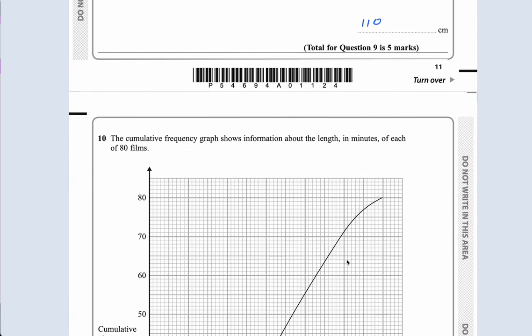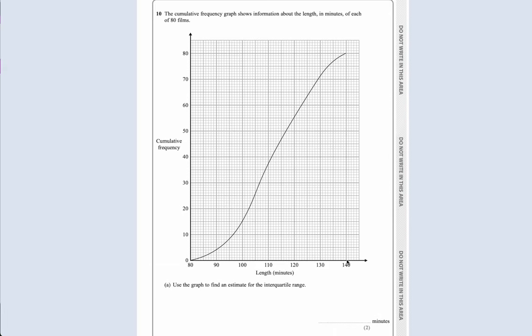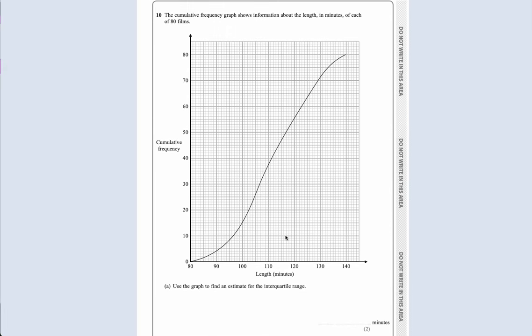Okay, question 10. Cumulative frequency graph, right? So use your graph to find an estimate for the interquartile range. So to get the interquartile range, I need the 2 quartiles. There are 80 films. What's the lower quartile? Well, I need to go to the 20th film. So I go to 20.